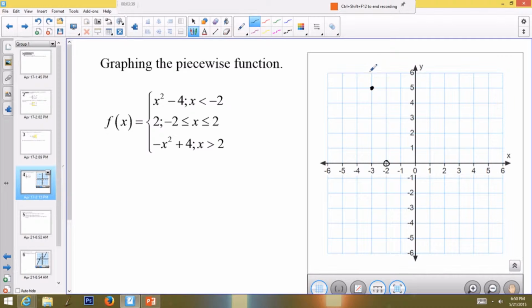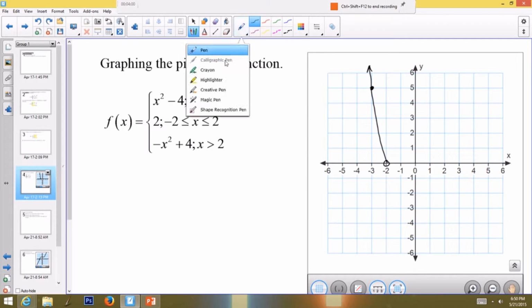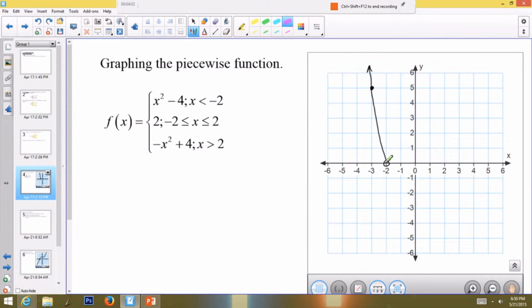So I'm going to draw this in as if I were drawing a parabola. Now, this is going to go on forever out to negative infinity, and it's going to go off my graph, but that's okay. Now, the second piece of the domain is from negative 2 to positive 2. Again, we are graphing from here to here, and we are using this subfunction.